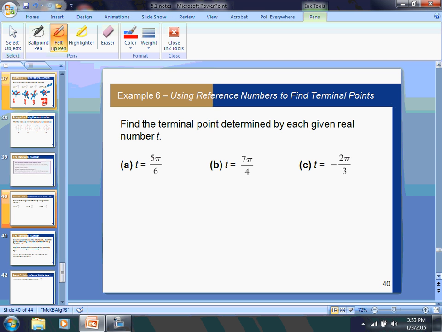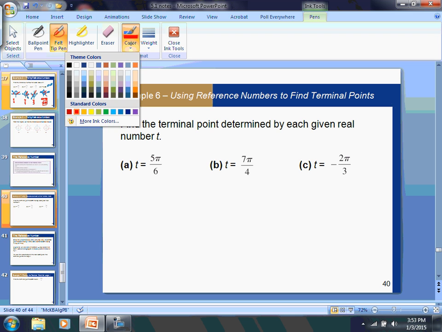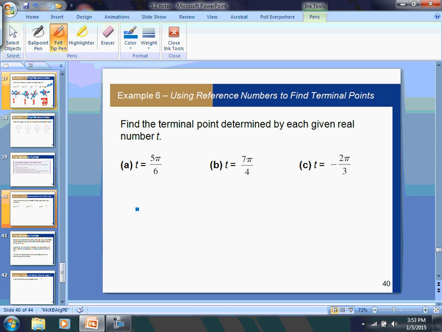If you have the little picture of the unit circle, you could just find 5 pi over 6 and write down the answer, 7 pi over 4, write down the answer, okay? But we want to use this concept of the reference angles. So we're going to practice that skill some more. So again, I'm going to draw my little unit circle here.